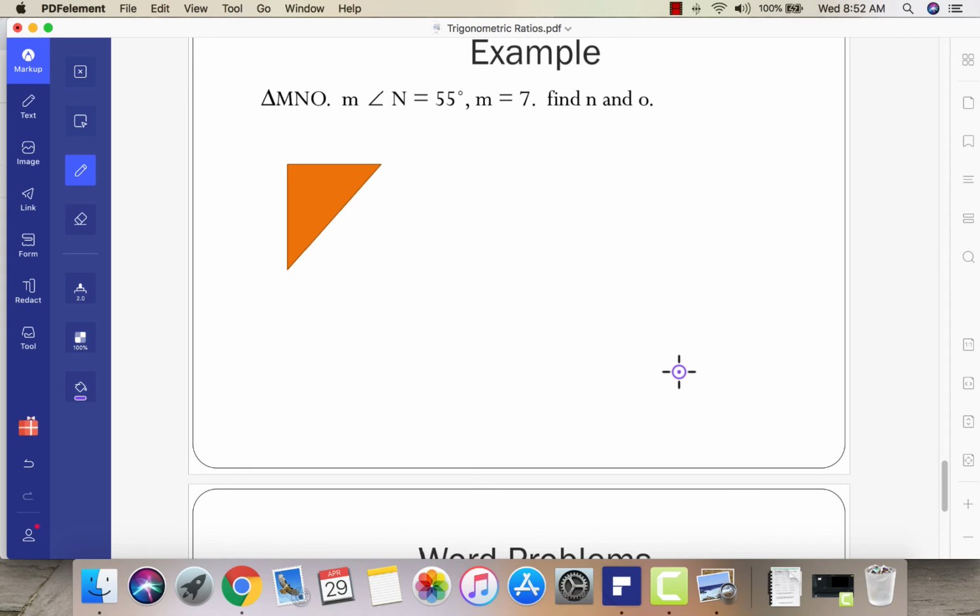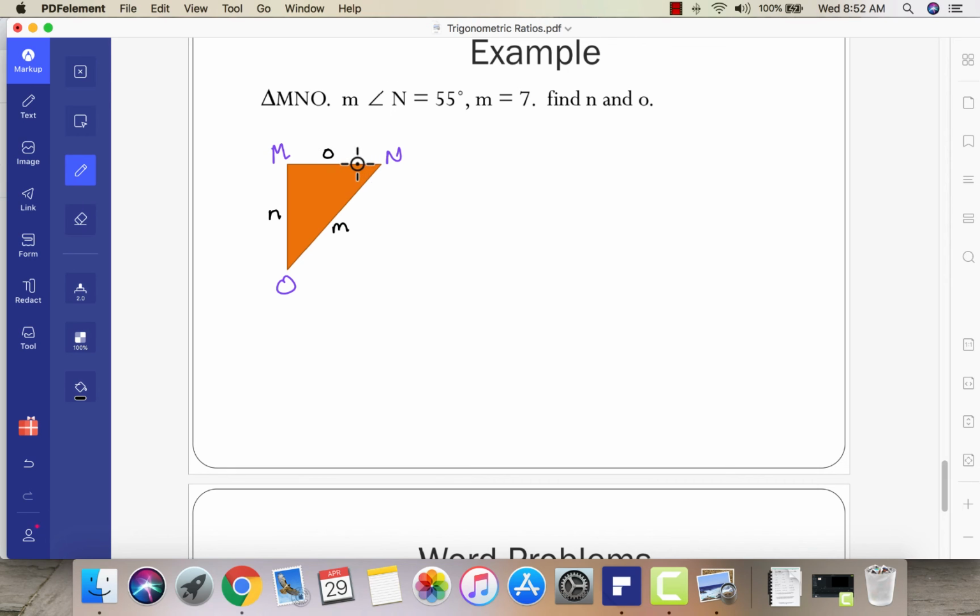All right, so M, N, and O. So now let's label our sides. So those are our angles, M, N, and O. Our sides are going to be: the opposite side of the angle M is going to be our side M. The opposite side of angle N is going to be side N. And the opposite side of angle O is going to be side O.